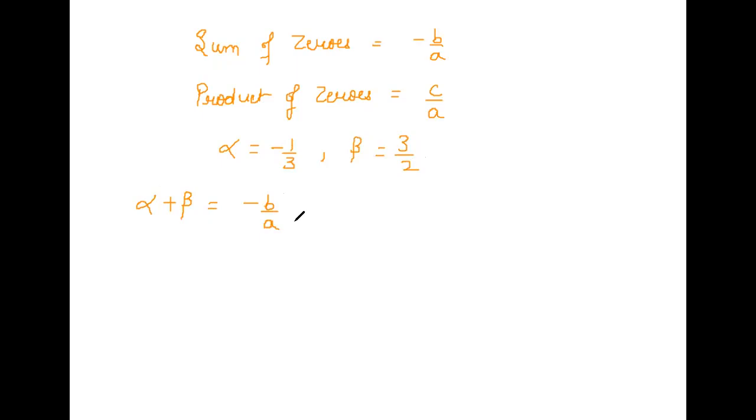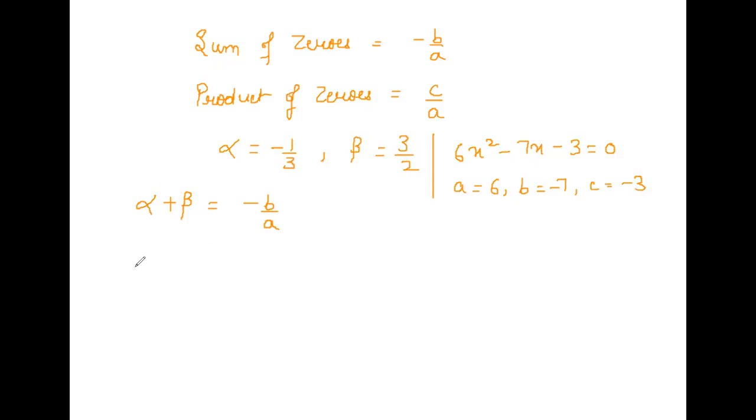And for this we need to find the value of b upon a, and c also. We also know that the equation was 6x² - 7x - 3 = 0, where our values of a was 6, b was -7 and c was -3. We can put the values here and verify the equation.